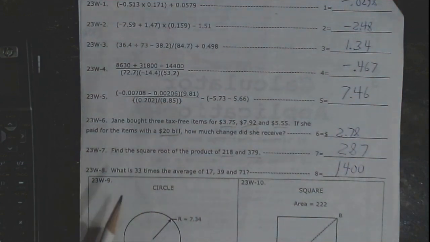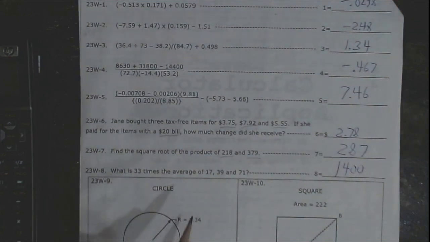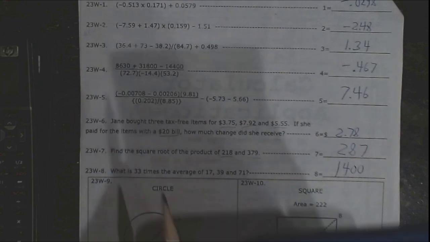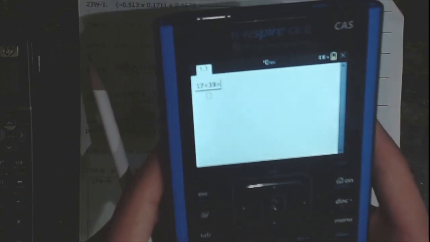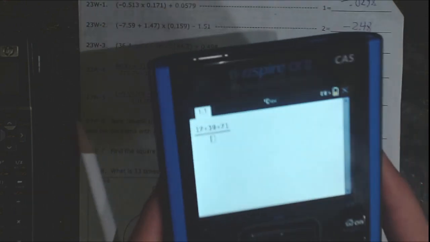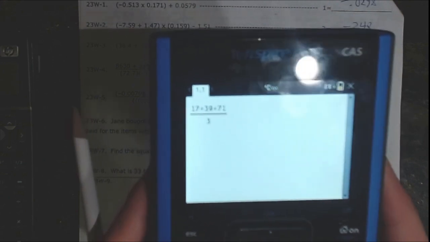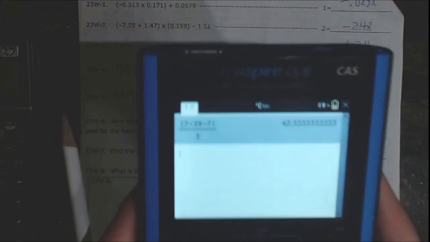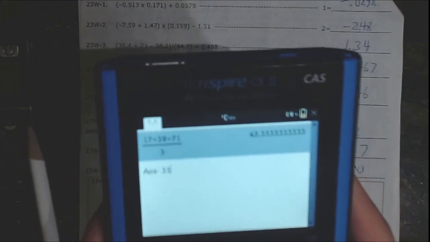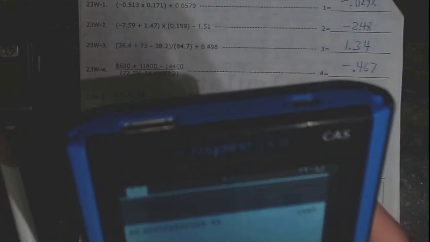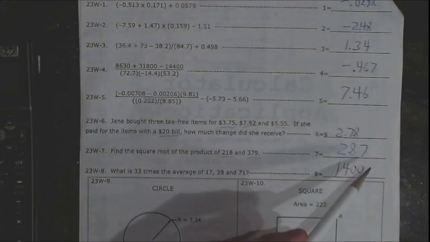Question 8. What is 33 times the average of 17, 39, and 71? So to get the average of 3 numbers, you've got to get their sum and divide by how many numbers there are. So we'll divide by 3. We're going to take this average and multiply by 33, and we get about 1400, which is our answer.